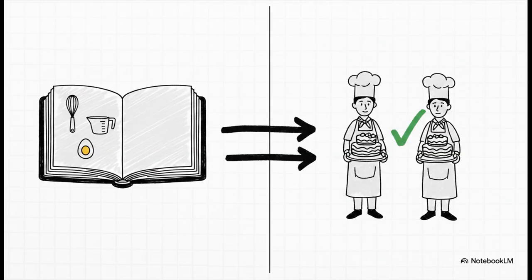A really great way to think about it is like a recipe book. If everyone follows the exact same recipe using the exact same measurements, you can actually compare the final cakes, right? Well, SASB does the same thing for company data. It just makes sure everyone is measuring and reporting in the same way.